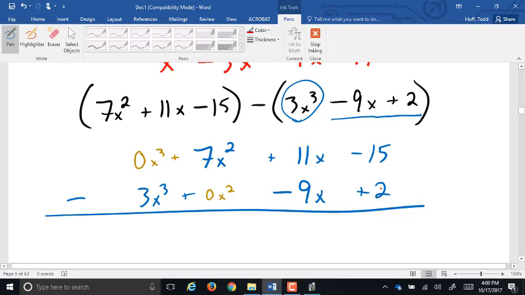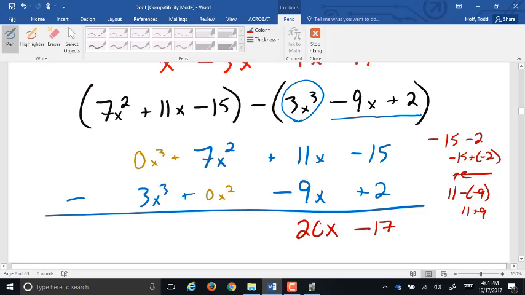So negative 15 minus 2. That's a negative 15 plus a negative 2, which is negative 17. Perfect. 11 minus a negative 9x. We know the name's going to be x. 11 minus a negative 9 becomes 11 plus 9, so it is 20x. It's positive, so I put in a plus.